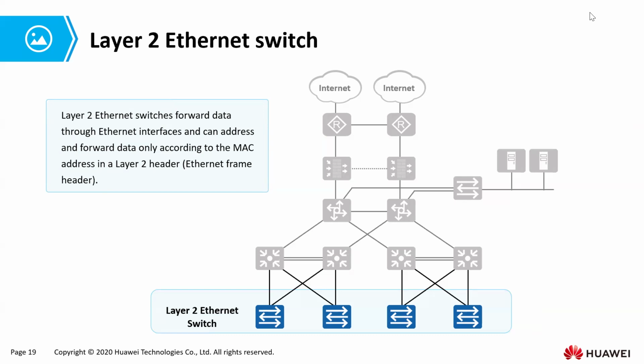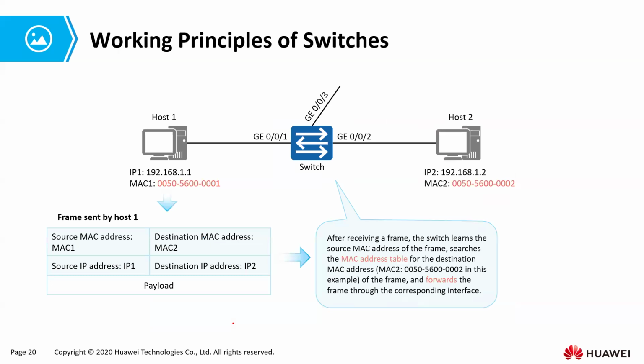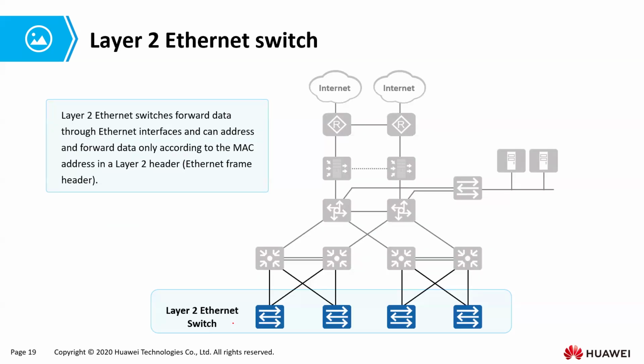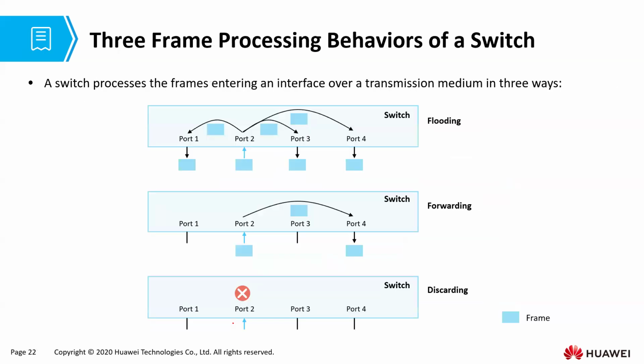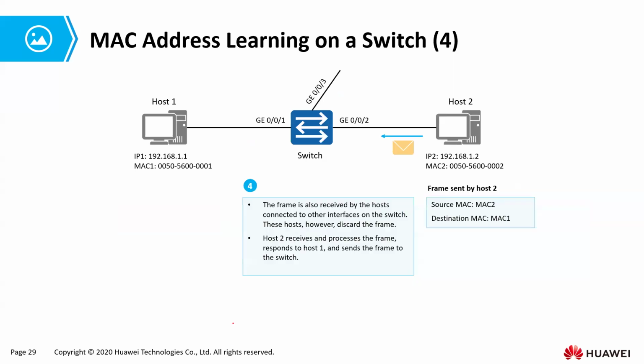All right, with this one there isn't much information, so let's just move to the working principle of switches. So we have host one trying to send something to host two. MAC address table, flooding, forwarding, discarding.